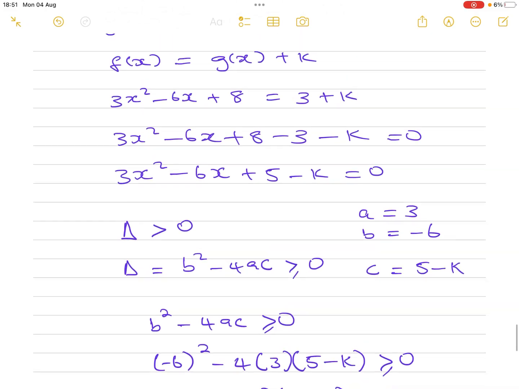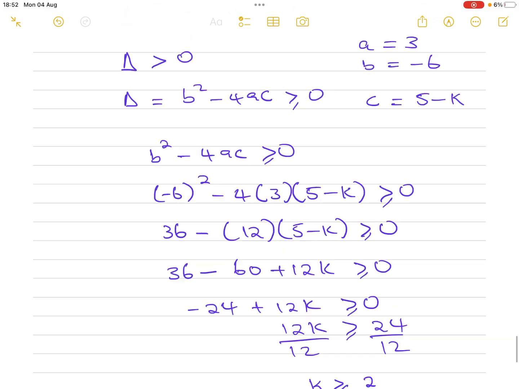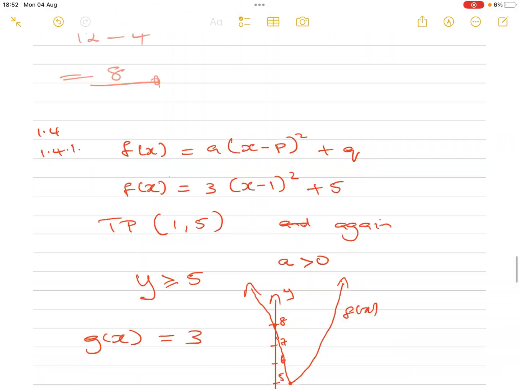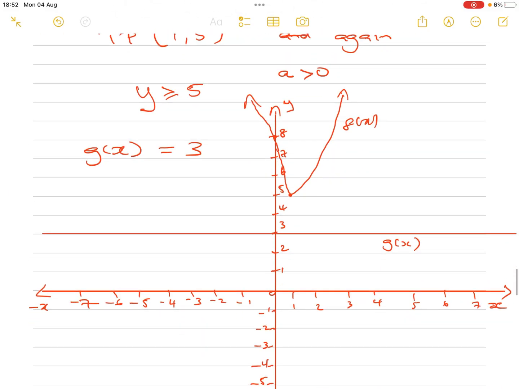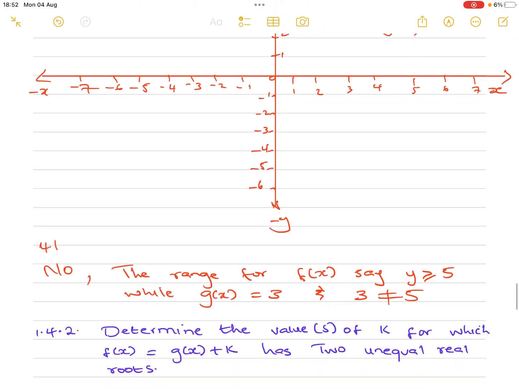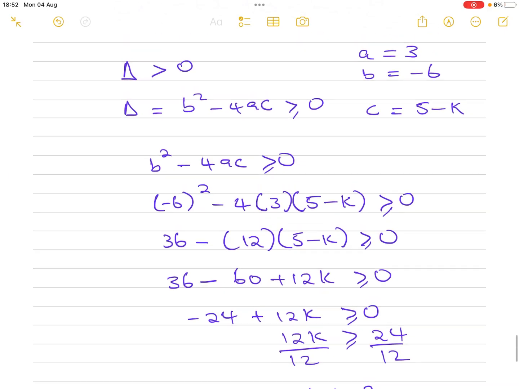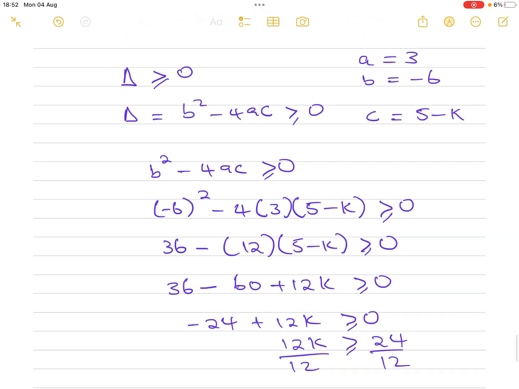It can be greater than or equal to 2, because if I'm looking at the point where k is exactly equal to 2, my graph will be at 3 plus 2, and it will be here on my turning point. That is where f(x) will be equal to g(x) plus k. So it's greater than or equal to.